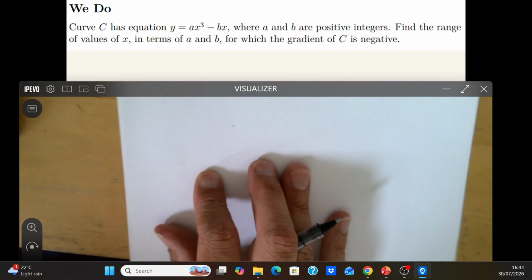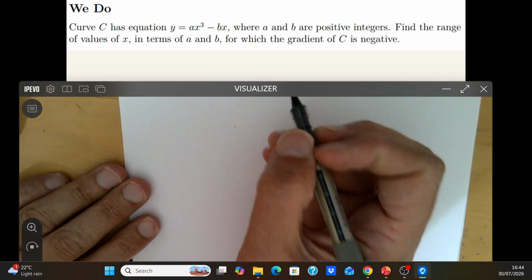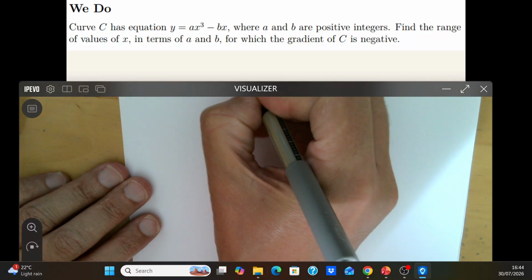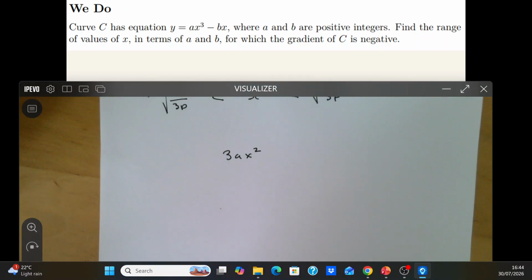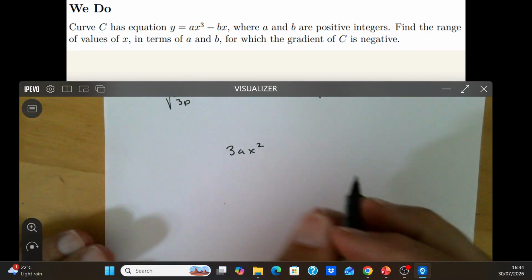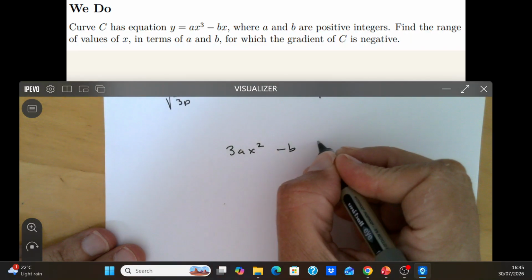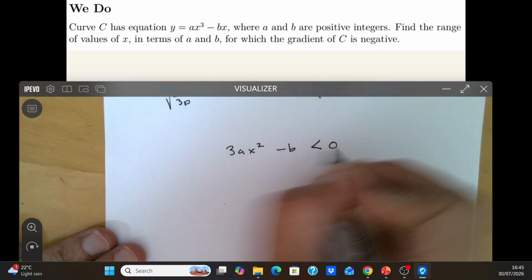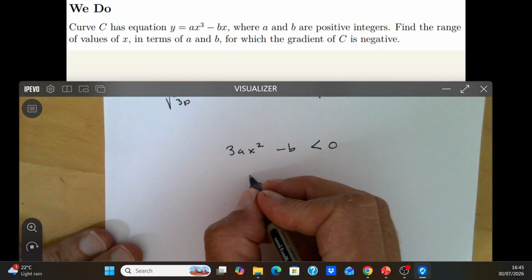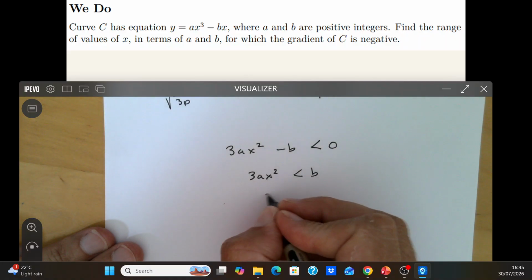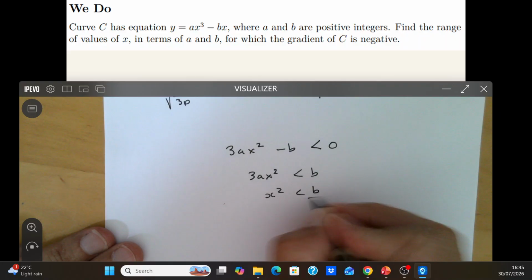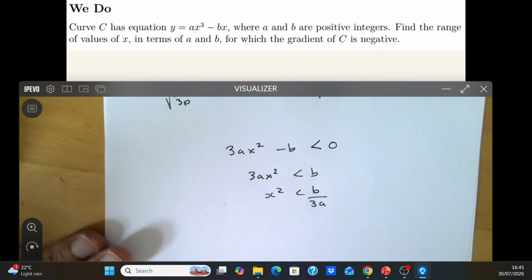What is the first thing we did to find a gradient? We differentiated it. So you should have written 3ax squared minus b. What is this less than? Because it says it's less than 0. So you should have done that.